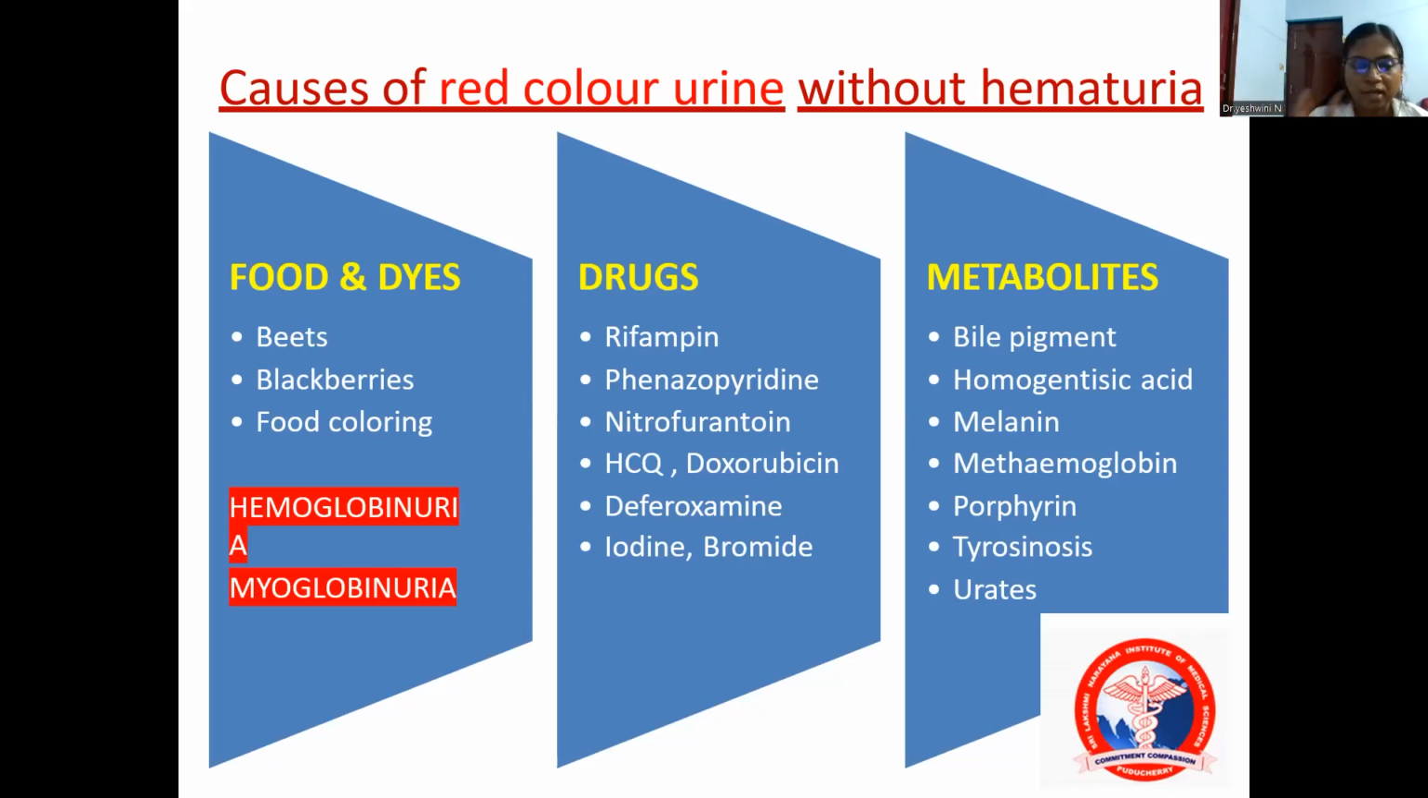Okay, when there is an intravascular hemolysis, the RBCs get lysed and hemoglobin is released in the urine. That hemoglobin is passed in the urine, which causes discoloration. In that case, you will not find any RBCs in the urine, but the urine will be red. So think of hemoglobinuria, right? And then drugs like rifampicin, nitrofurantoin, desferoxamine, hydroxychloroquine, all those drugs cause red urine. And some metabolites like bile pigment, homogentisic acid in case of alkaptonuria, melanin, methemoglobin, porphyrin, tyrosinosis can cause a red colored urine.